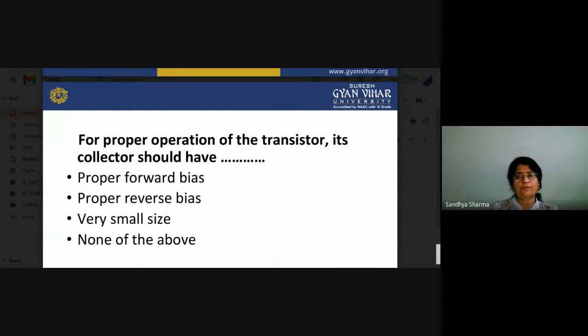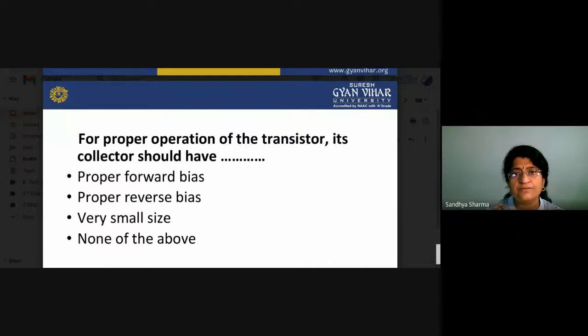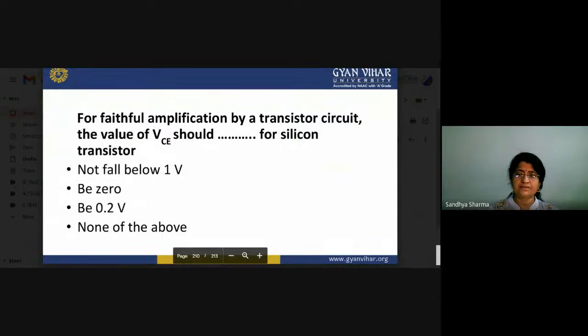Now for proper operation of transistors, its collector junction should have what? If you want your transistor to work properly, its collector should have proper forward bias, proper reverse bias, very small size, none of the above. If you want the transistor in working conditions, you have to maintain that your transistor works in the active region. And for working in the active region, what parameters do we have to remember, which are very important for us?